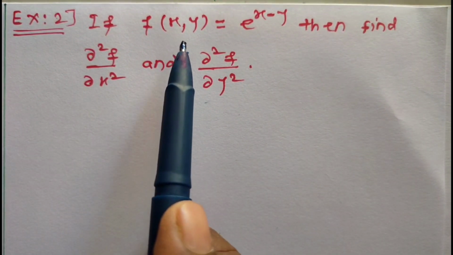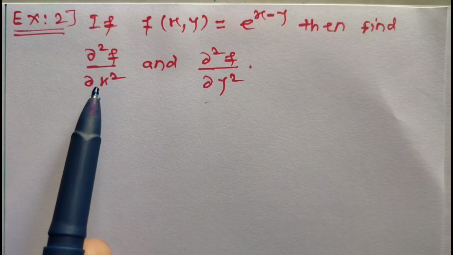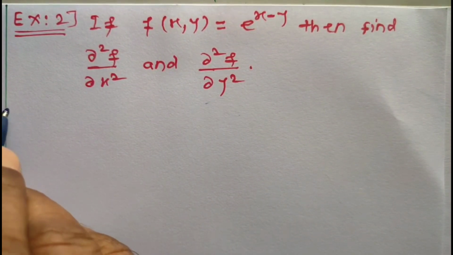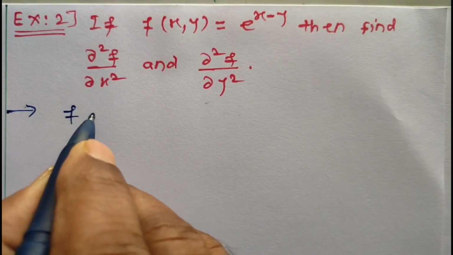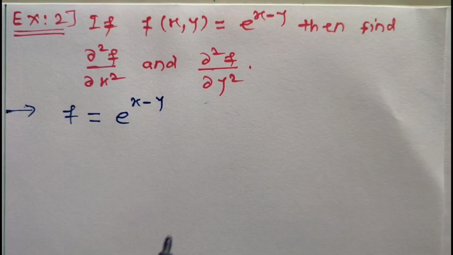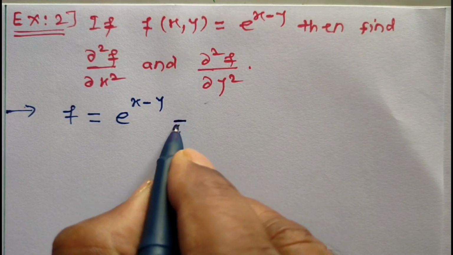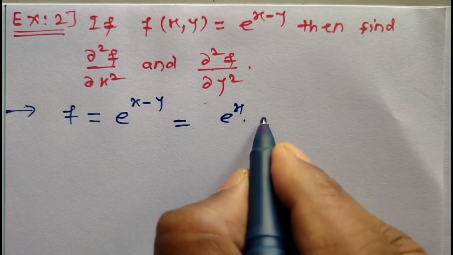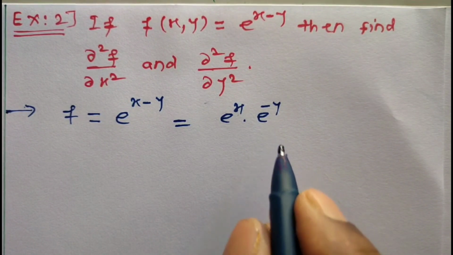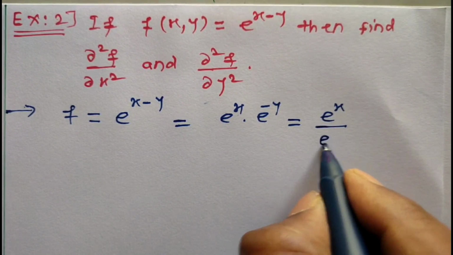If f of x comma y is equal to e to the power x minus y, then find ∂²f/∂x² and ∂²f/∂y². So to solve this sum, we are assuming f is equal to e to the power x minus y. Applying laws of indices, this can be written as e to the power x into e to the power minus y. But e to the power minus y is equal to 1 upon e to the power y. So this is equal to e to the power x upon e to the power y.